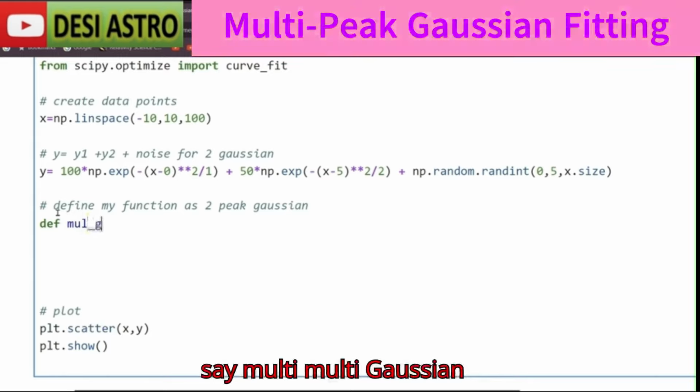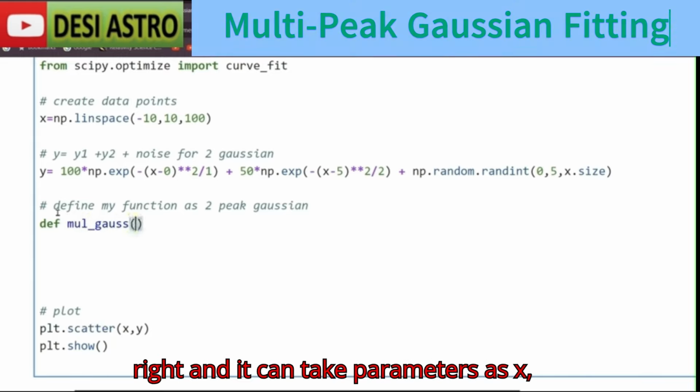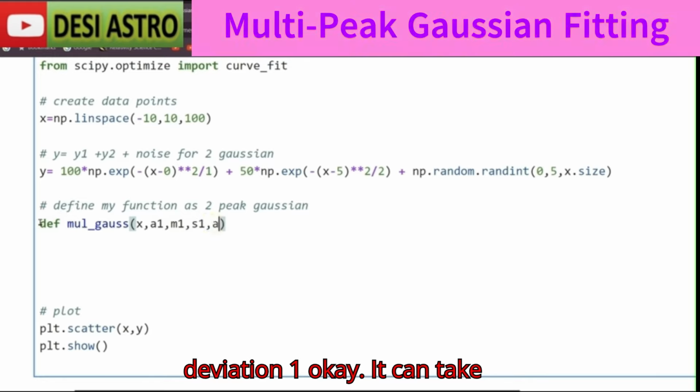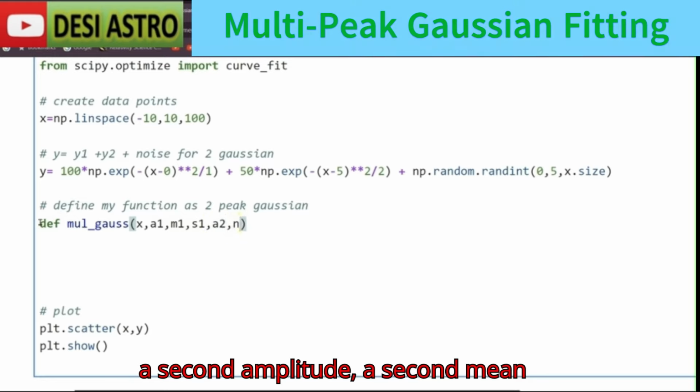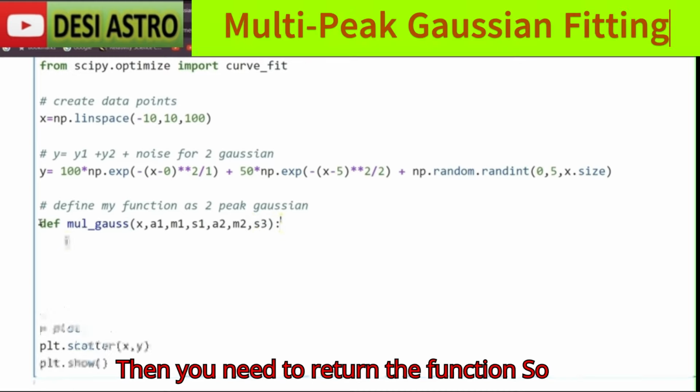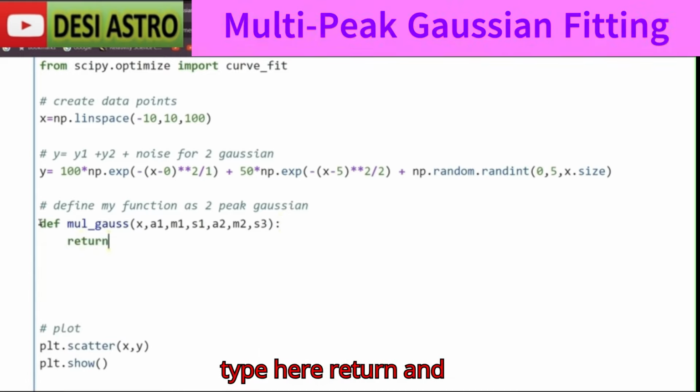Define, say, multi_gaussian, right? And it can take parameters as x, you can take amplitude 1, you can take mean 1, and you can take standard deviation 1. Okay, it can take a second amplitude, second mean, and it can take a third standard deviation, right? Then you need to return the function. So type here return, and then you want to return your two Gaussians.